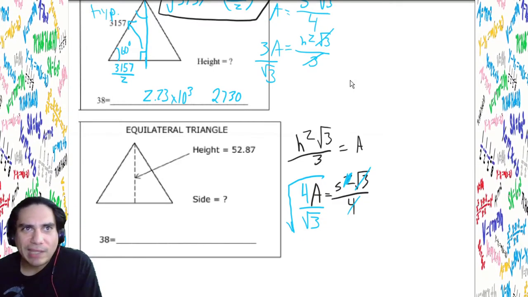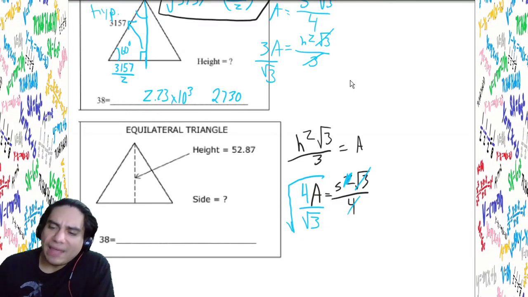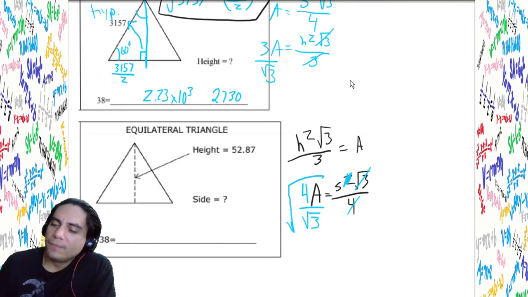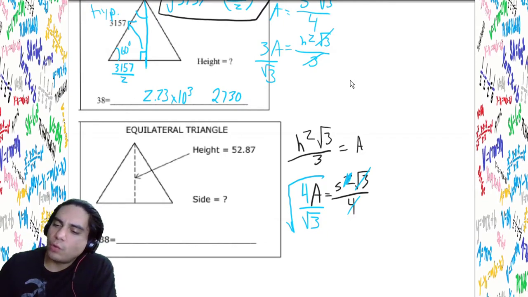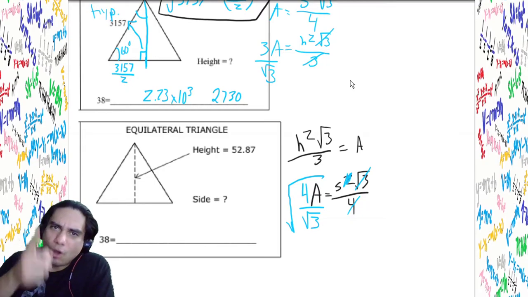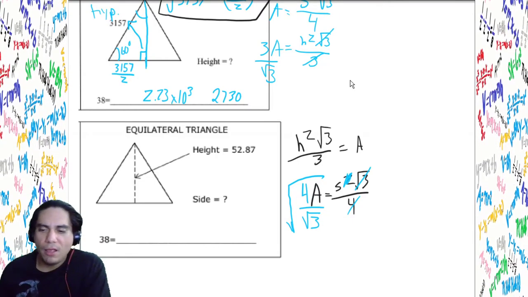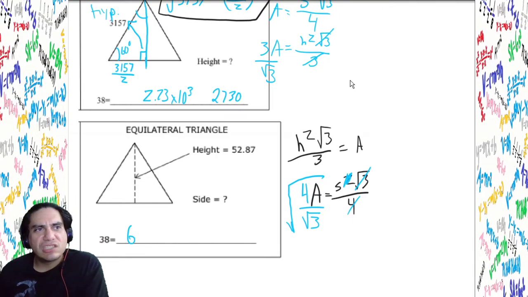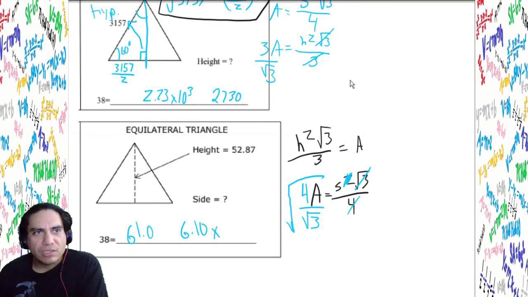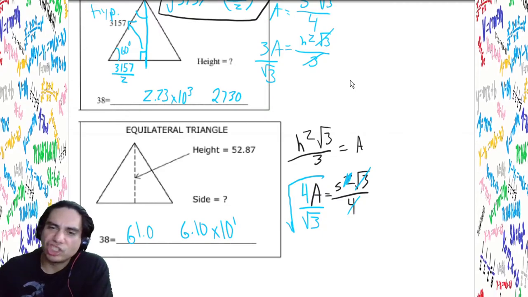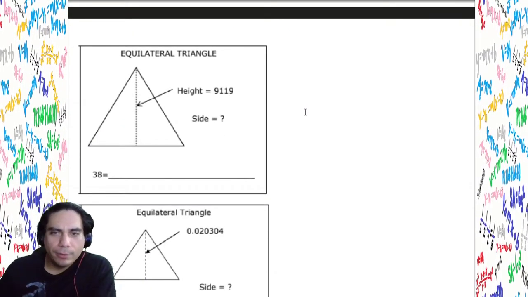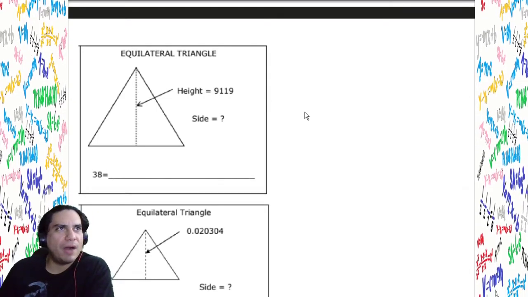And now, to figure out that side, we multiply that 1.61 times 10 to the third by 4, divide by square root of 3, and square root this answer right here. Completely reasonable because the side is always larger than the height. We got ourselves 61.0, or 6.10 times 10 to the first, ladies and gentlemen. Easy work. Let's get it popping. Oh man, I'm on a roll.